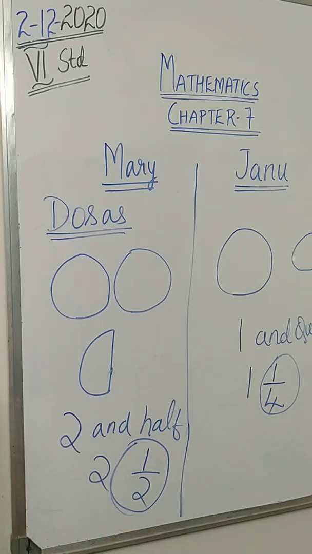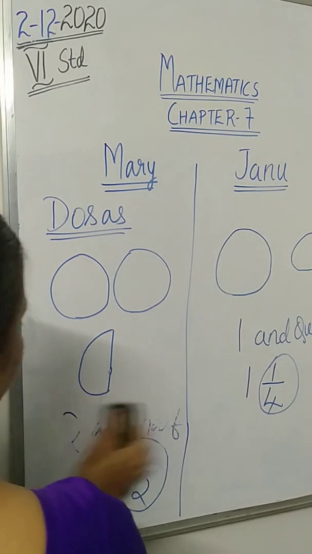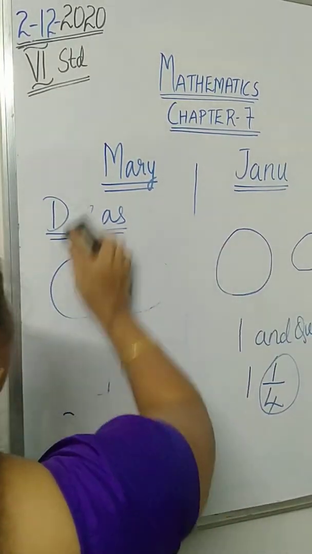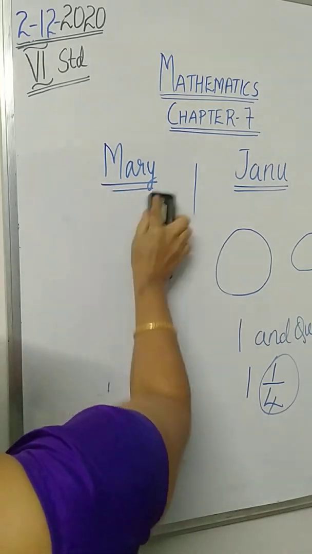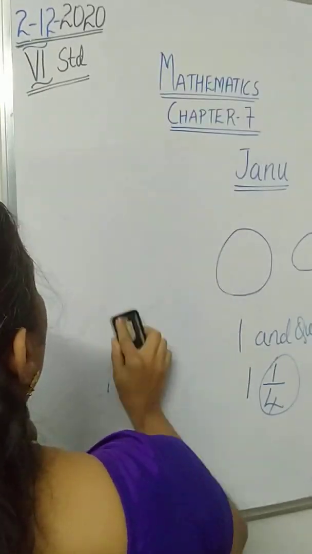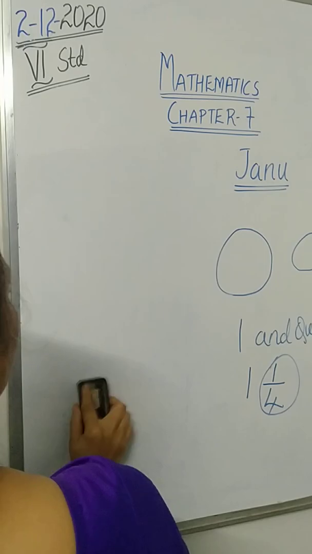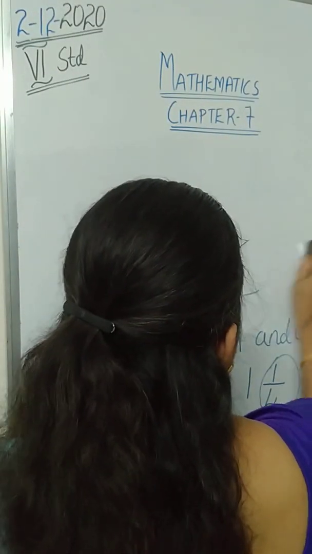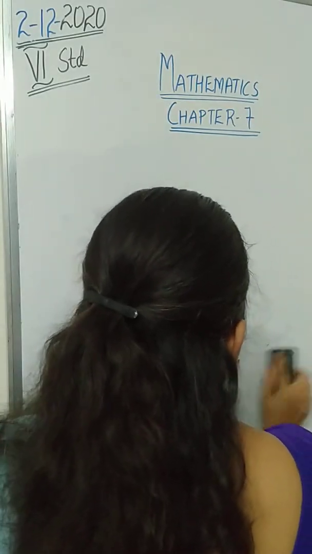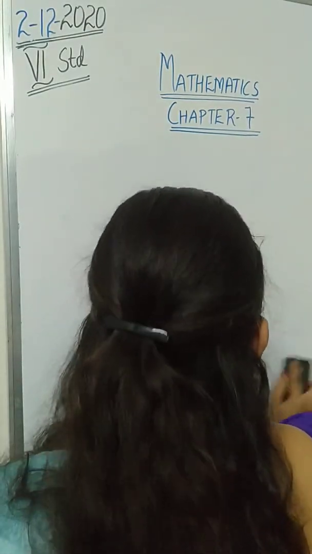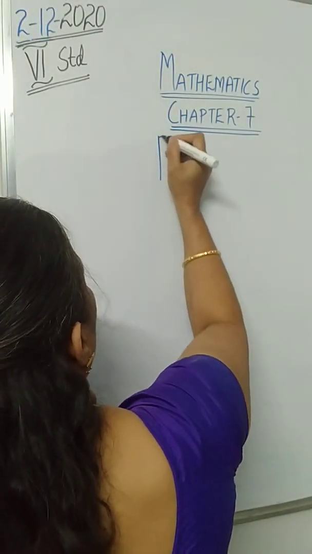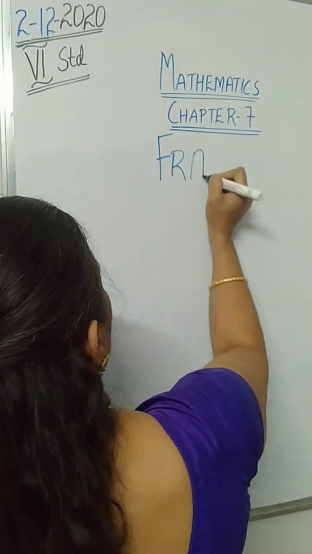The chapter we are going to learn now is about fractions. Okay? So that is the heading of the chapter, that is fractions. In your 5th standard, you have learned about fractions. Do you remember? Look, that is the heading of the chapter, fractions. We are going to learn about fractions.